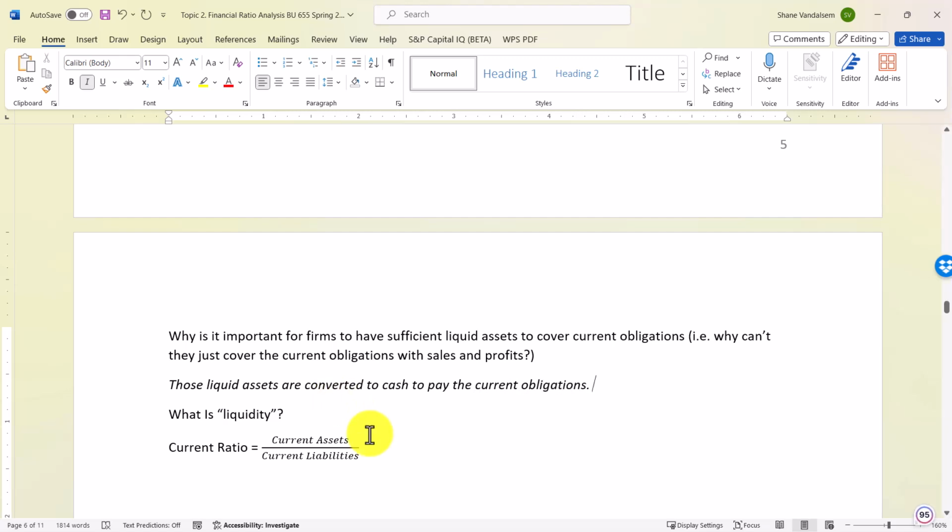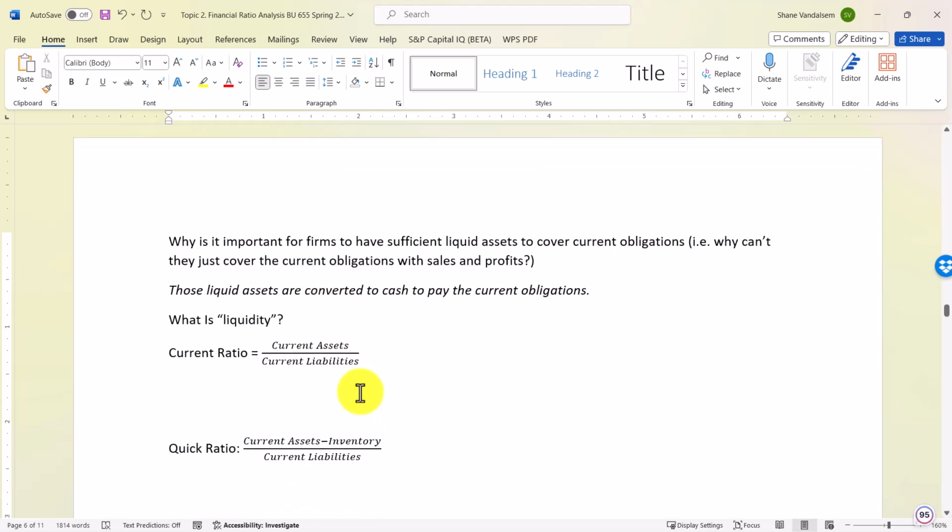So what is liquidity? Liquidity kind of has two dimensions. Speed and value. A liquid asset is an asset that can be converted quickly to cash at or near its market value.